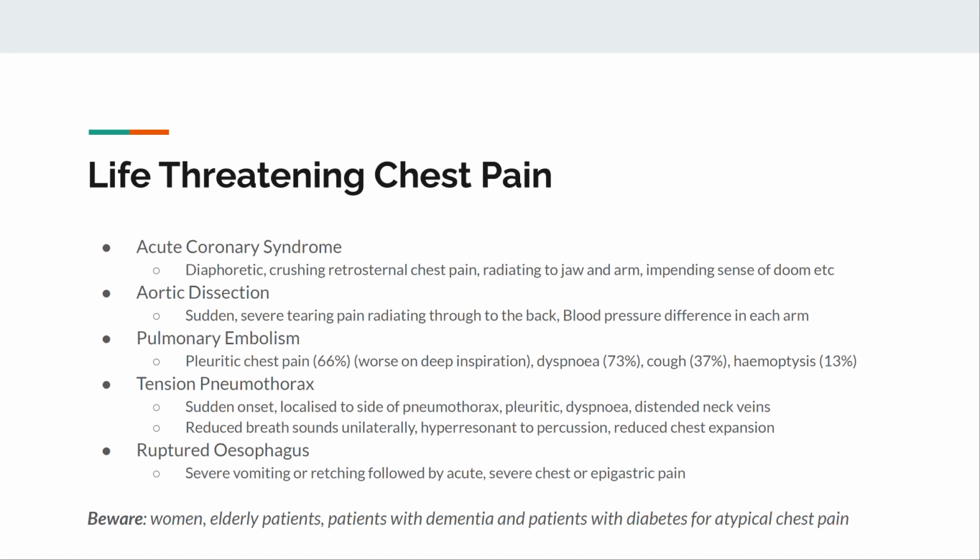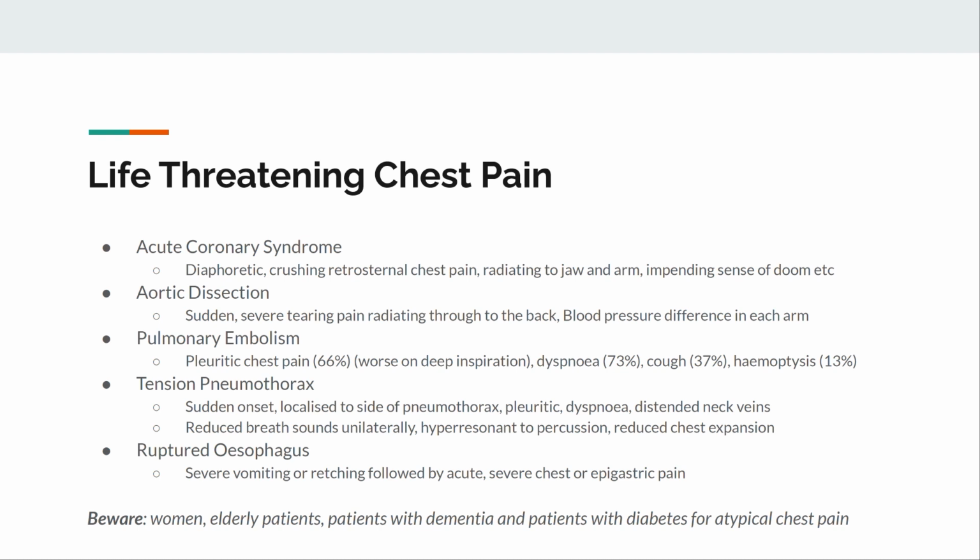In pulmonary embolism, there'll be a pleuritic chest pain, so it's worse on inspiration, with shortness of breath, cough, and coughing up blood, hemoptysis. Tension pneumothorax will be a sudden onset, localized to the side of the pneumothorax. There'll be pleuritic pain because the pleura is being interfered with, shortness of breath, and distended neck veins if it's causing obstructive cardiac shock. There'll be reduced breath sounds on the side of the pneumothorax. It will be hyperresonant to percussion because you're basically tapping on a hollow chamber because the lung is collapsed. And there'll be reduced chest expansion.